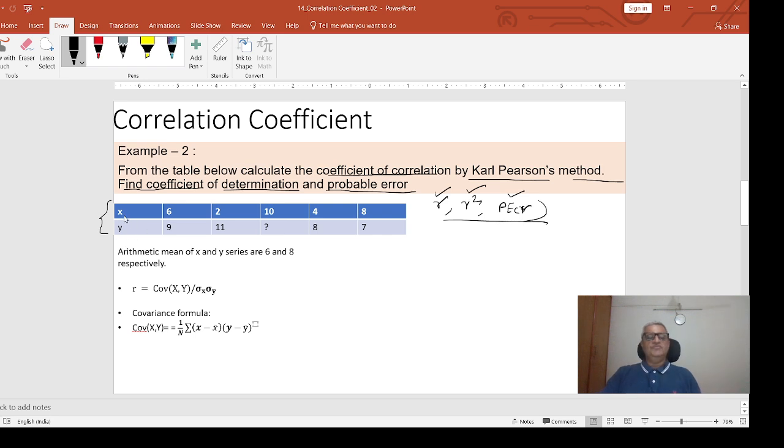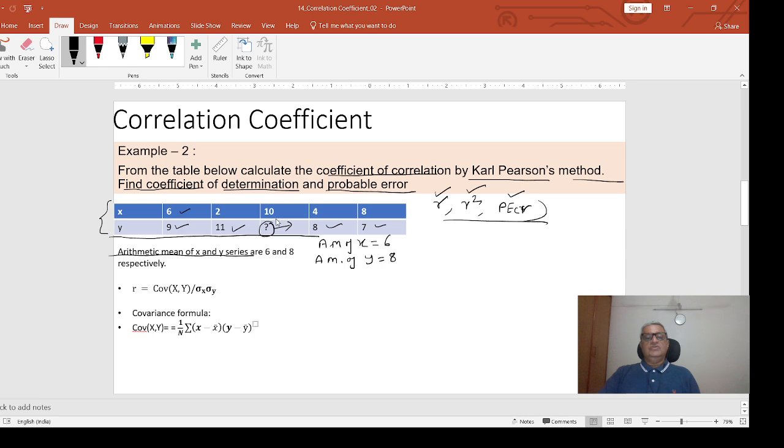Let us go through the table quickly. The table comprises x and y values. For x we have 6, 2, 10, 4, 8, and for y we have 9, 11. Hold on, you have a question mark here, so we don't know what the third observation is. We need to find the third observation first, right? The fourth is 8 and the fifth is 7. What we are given is the arithmetic mean of the x and y series. So the AM of x is 6 and the AM of y is 8.